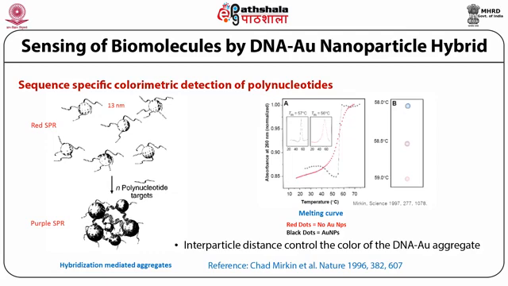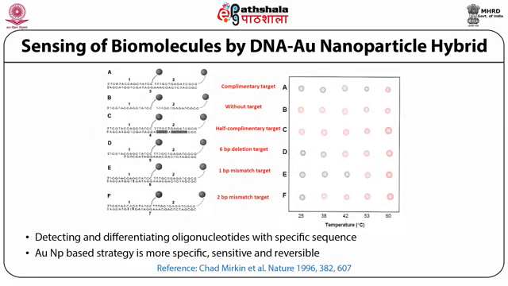You can see that as you go to higher and higher temperature, you melt the DNA hybridized structure, and you can eventually go to red SPR because the nanoparticles become independent. But at the lower temperature, the nanoparticles show a bluish purple like structure. So this is where the interparticle distance actually controls the color of the DNA gold nanoparticle aggregate.